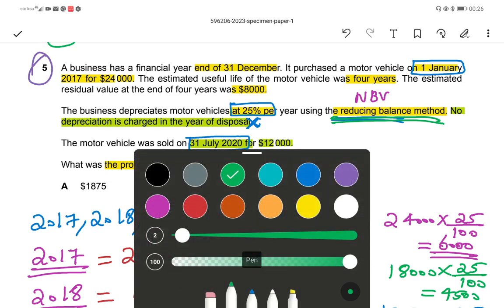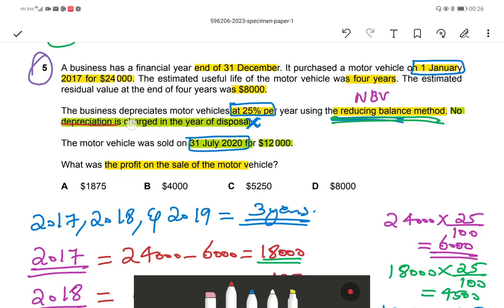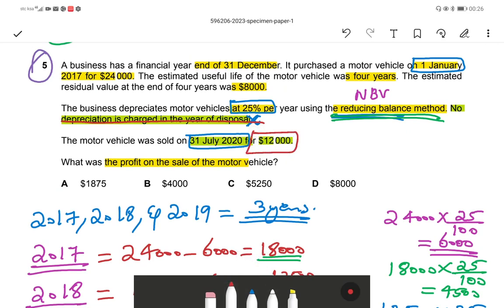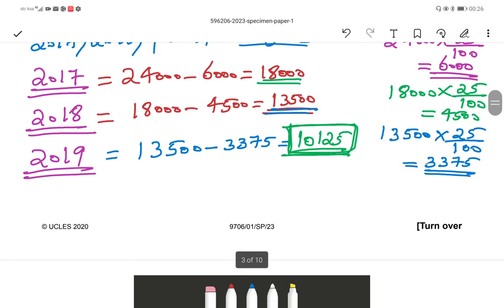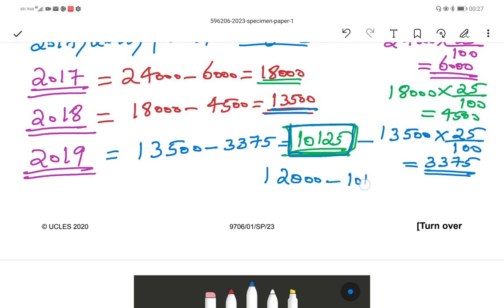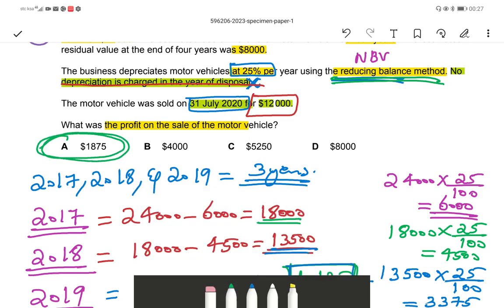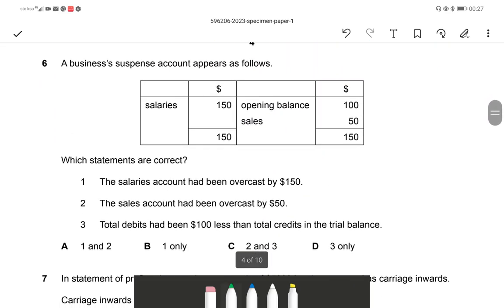2020 we do not need to calculate the depreciation because no depreciation is charged in the year of disposal. So what is the value? 10,125. But how much have they received? They have received 12,000. So the difference: 12,000 they have received, but the net book value is 10,125. So they have received more, 1,875. This is the profit. So the correct answer is option A, 1,875.